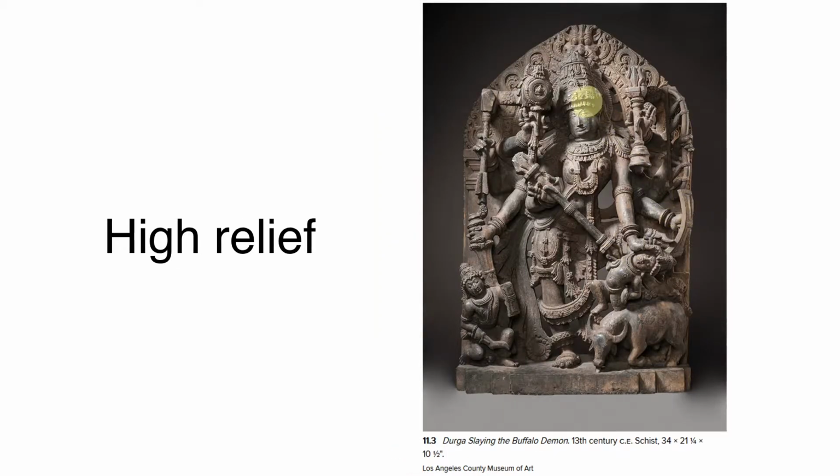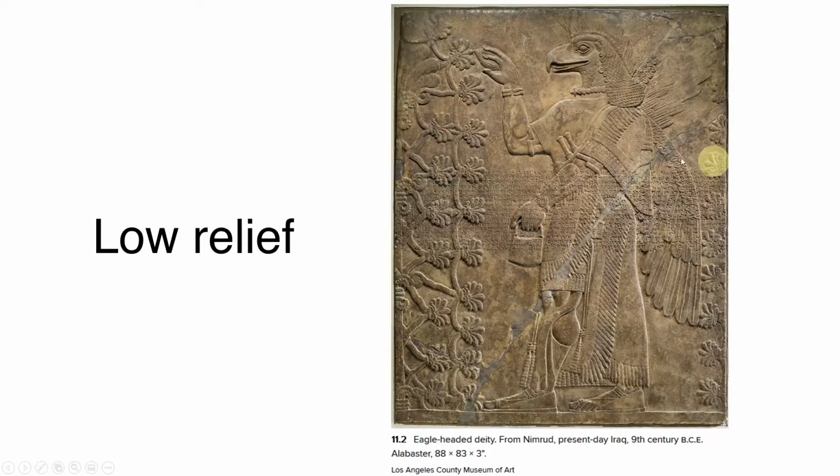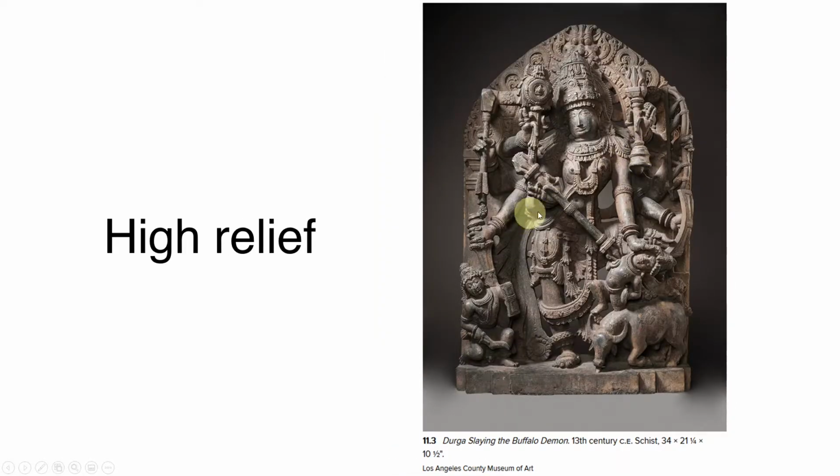So high relief, compared to low relief, you can see that much more three-dimensionality has been put onto this work of art. Compared to this one, where it only has a slight indication of three-dimensionality, here you can almost see the entire arm sticking out, creating a higher level of three-dimensionality compared to low relief. So that's why it's called high relief, and the other one is called low relief. Those three are the main types of traditional sculptures.